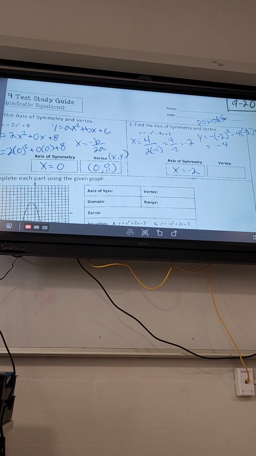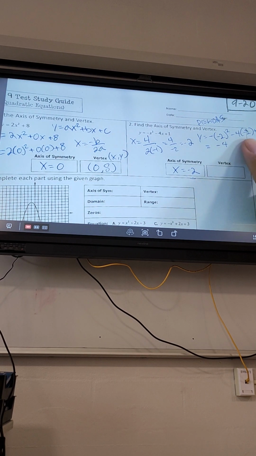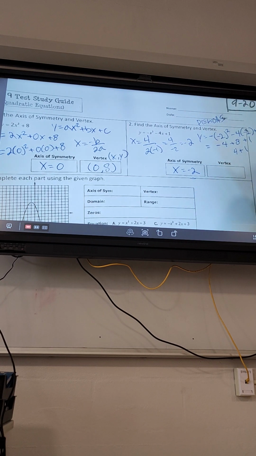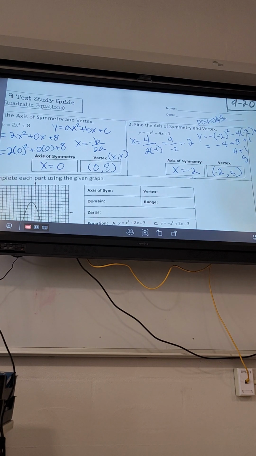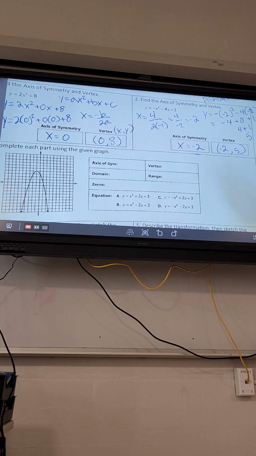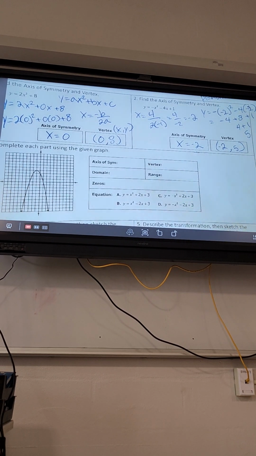Then you're going to do negative 4 times negative 2, which gives you a positive 8 plus 1. Then you just add and subtract right across. Negative 4 plus 8 is going to give you positive 4. Positive 4 plus 1 is going to give you 5. So your vertex is negative 2, 5. Okay, I'm going to start working on the next one. It's okay if you're still copying the first one.